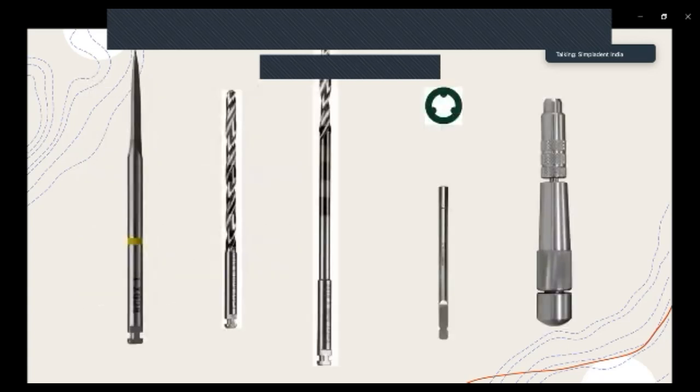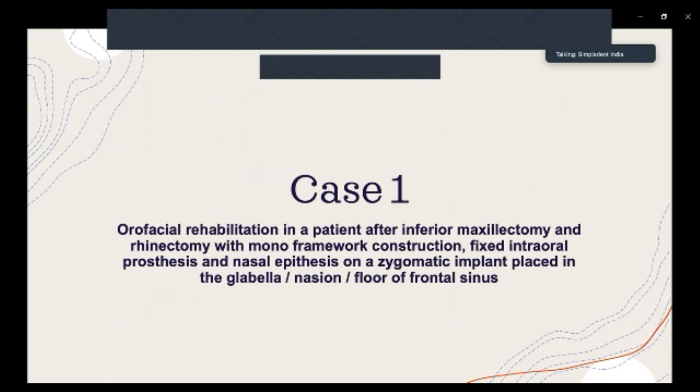So these are the drills, as you can see. The pathfinders, the 2 mm test drill is there, and the zygomatic drill is also there, that is 2.2 meter, and we have an adapter and the hand grip. Sharing a case one, actually the first case, orofacial rehabilitation.